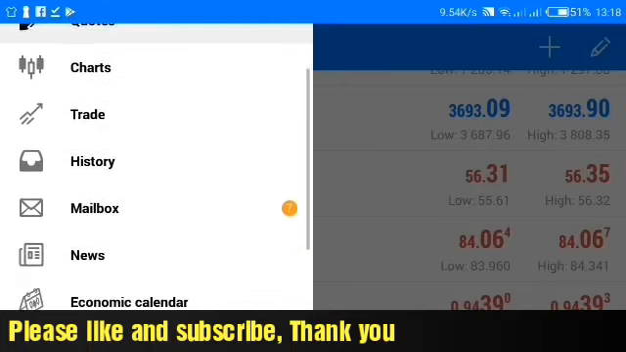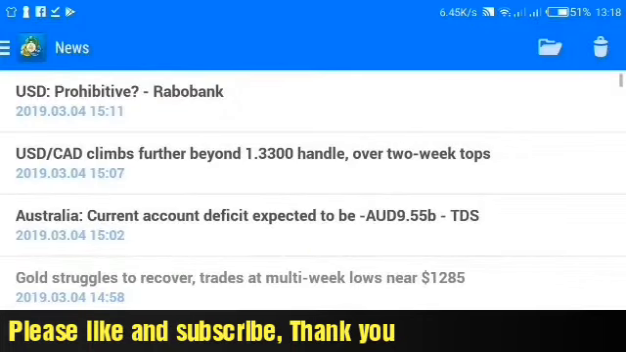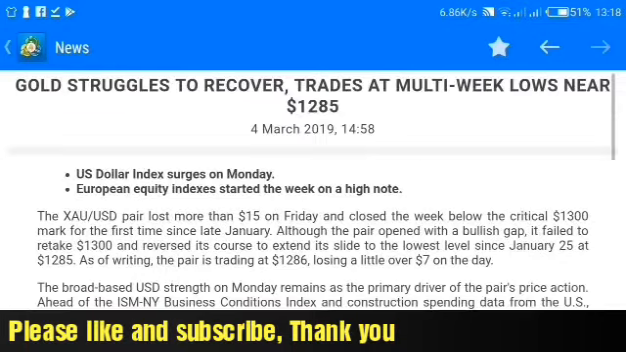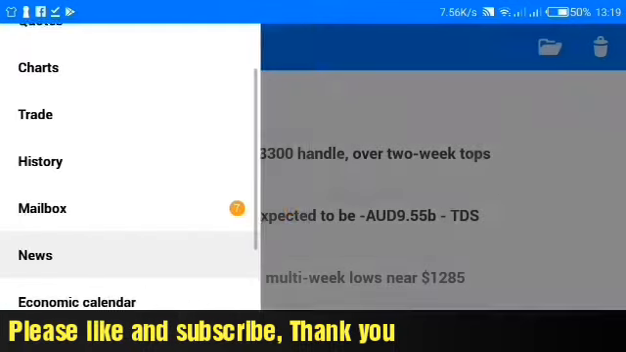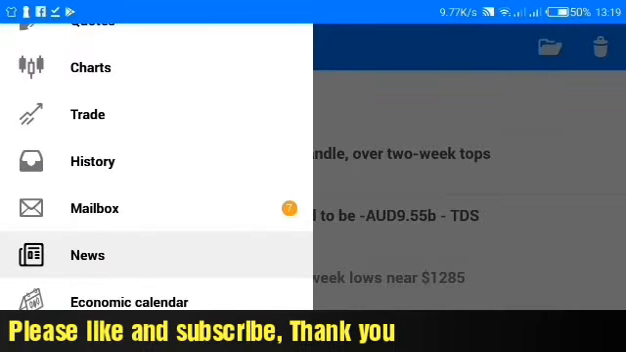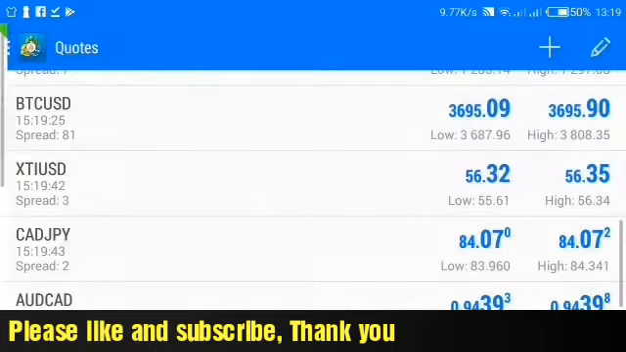Go to your menu, search for news. It will give you numerous news items over there. Search for news which is related to the currency pair that you want to trade with. I am trading in gold. Here it says gold struggles to recover, trades at multi-week low near 1285. Read over your news, think upon it, and know the direction in which your trade is moving. Go back to your menu, press on quote.